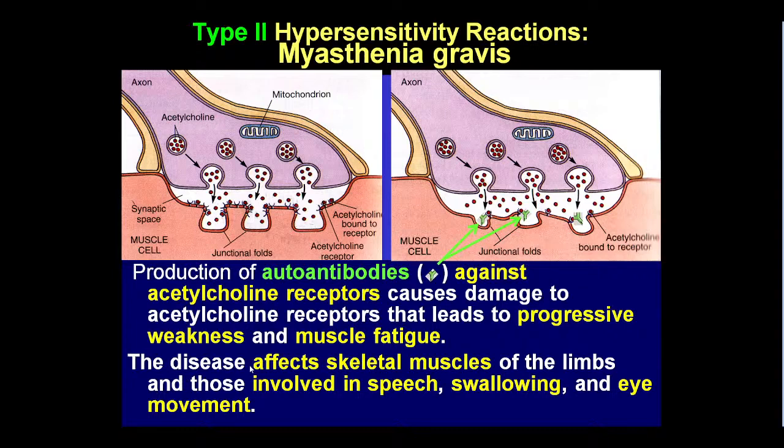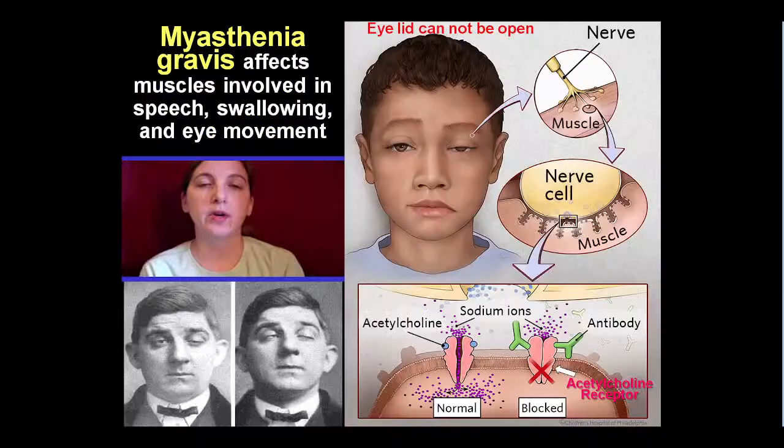This disease affects skeletal muscle of the limbs and those involved in speech, swallowing, and movement. In this case, you see one of the typical symptoms of myasthenia gravis that is named ptosis. You see photographs and the drawing of patients that cannot open eyelids because acetylcholine receptors are bound to the antibodies and are neutralized.